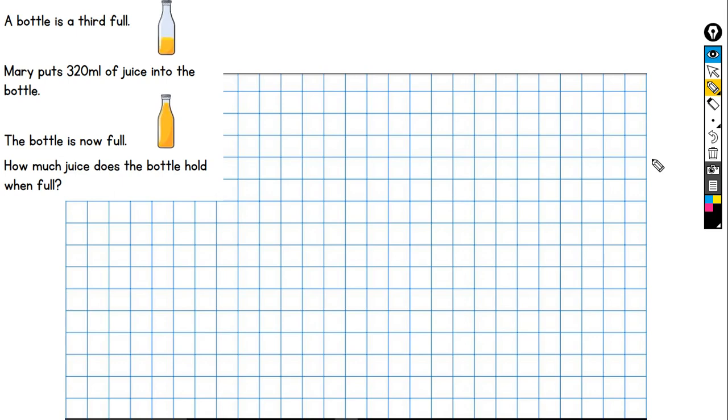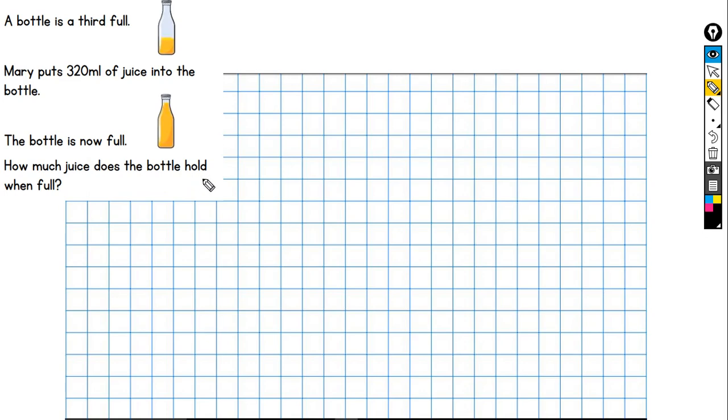All right, so we've got a bottle is a third full. Do you want to help me read any of this? No? So a bottle is a third full, and we can see there a bottle, can't we? Do you want to have the mouse hover over where that bottle is? Where's the one that's a third full? The one up there. That one's a third full, isn't it? And we can see there's a third. And then we're told that Mary puts 320 millilitres of juice into the bottle. And now we know that the bottle is full. We're asked, how much juice does the bottle hold when full?